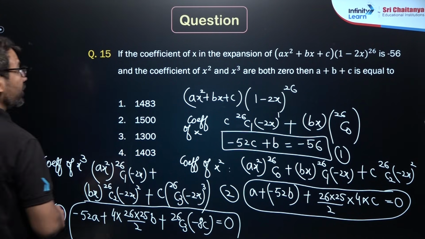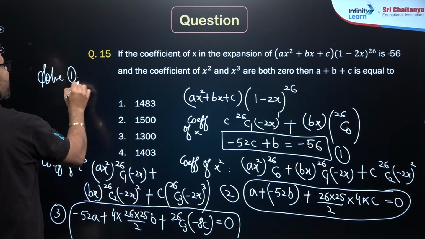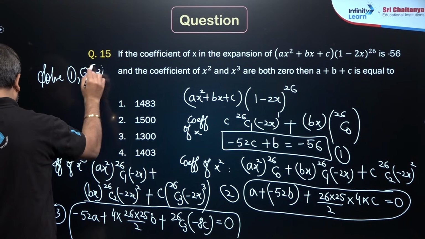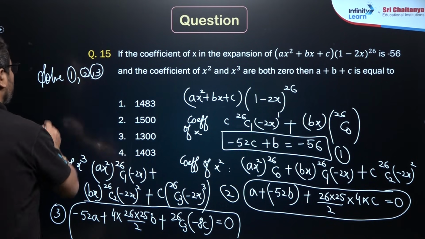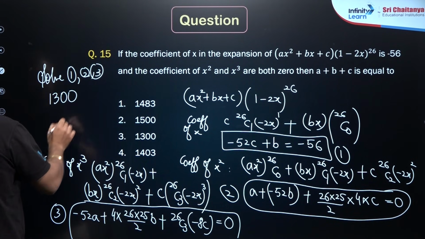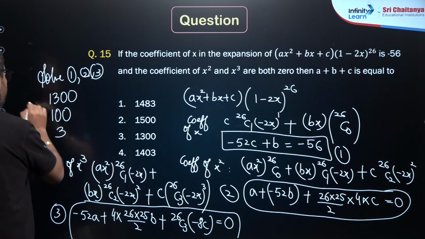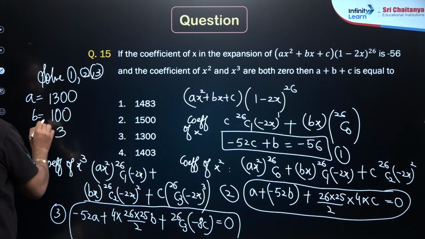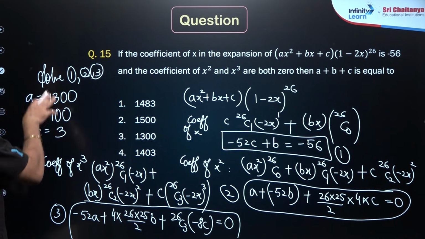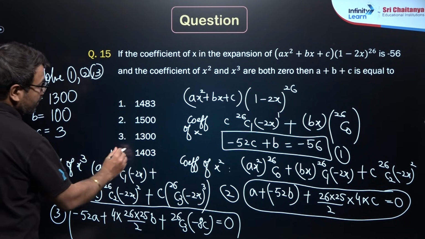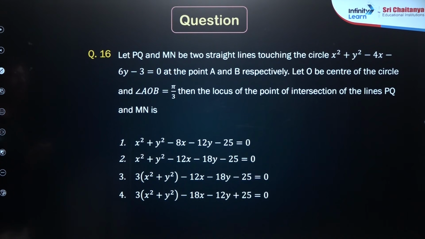If you solve relationships 1, 2 and 3, you will have 300, then you will have 100 and you will have 3. So these are the values of a, b, c that you will have, students. Now they are asking to add all of them. So 1403, the fourth option, will be the final answer. Okay, I hope you are able to understand.